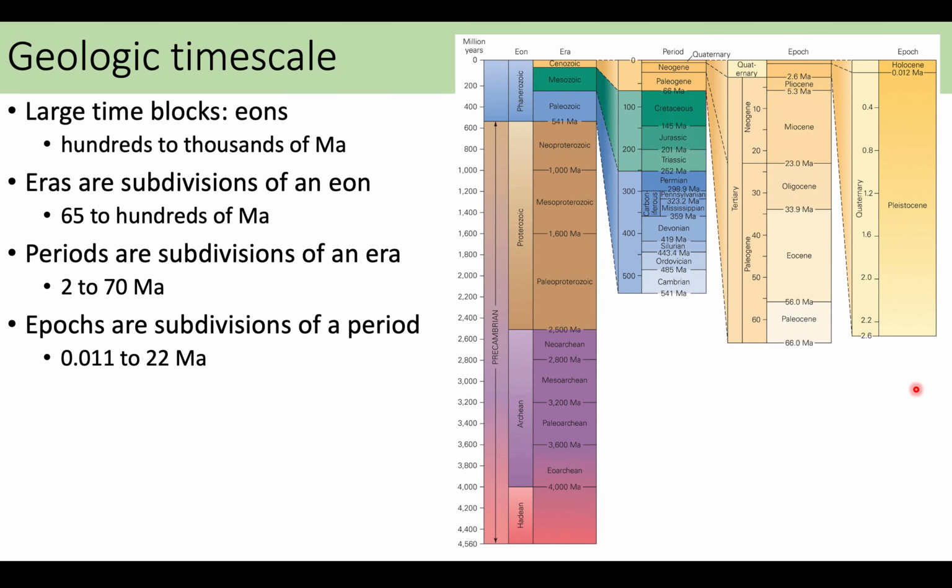So our geologic time scale, when we think of the history of the Earth, is broken into different periods. We have eons, which are hundreds or thousands of millions of years. So this is an eon. Inside of an eon, so within an eon, we have eras. So eras divide up the eon. Within eras, we have periods. And within periods, we have epochs.